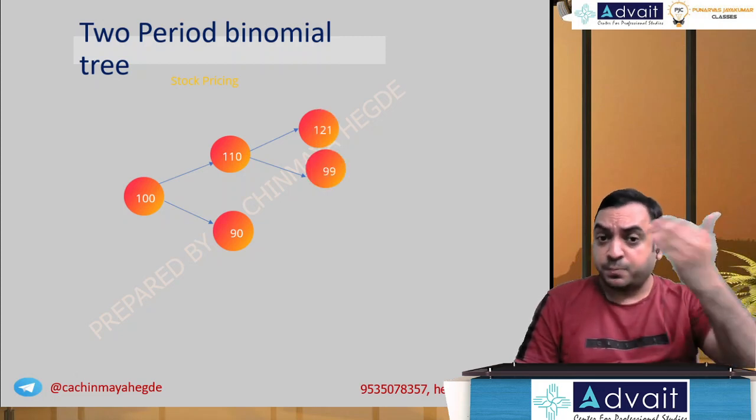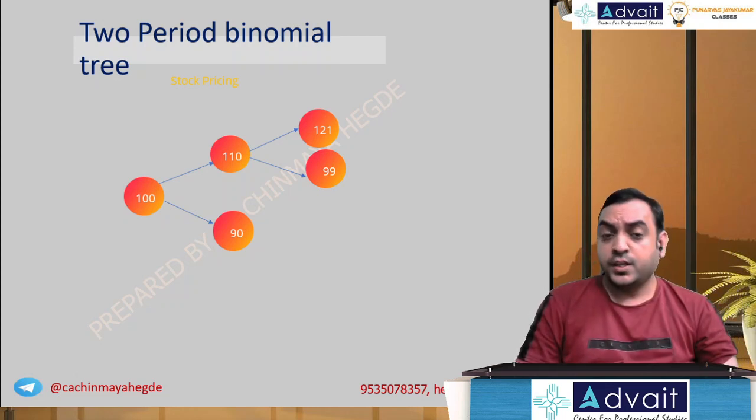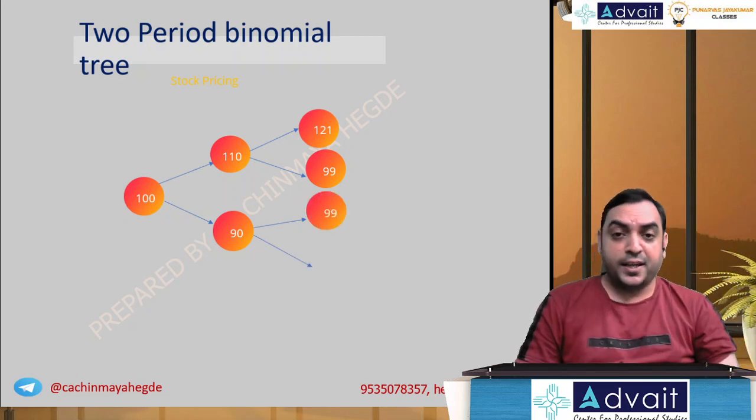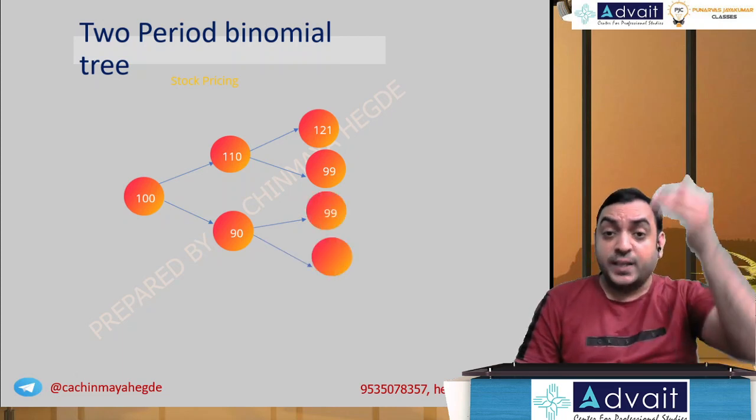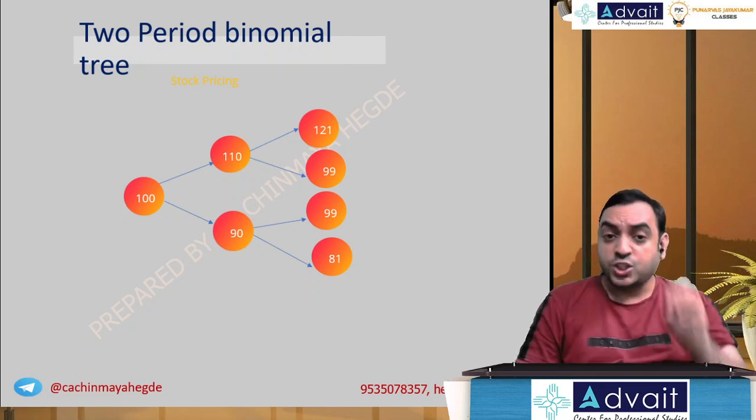And if it decreases by 10%, it becomes 99: 110 minus 11 is 99. Similarly, 90, if it increases by 10%, that is 99. 90, if it decreases by 10%, that becomes 81. This is a two-period binomial model on spot price.